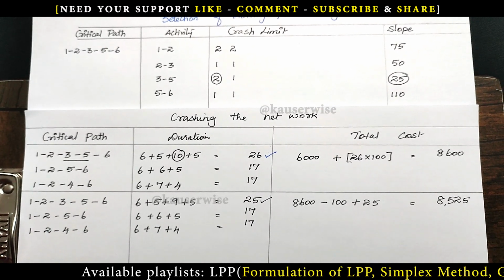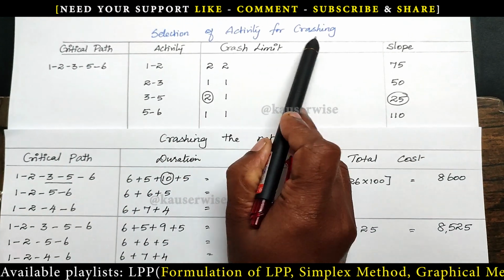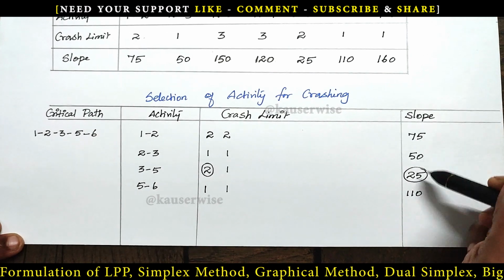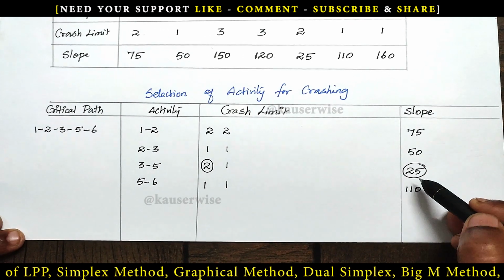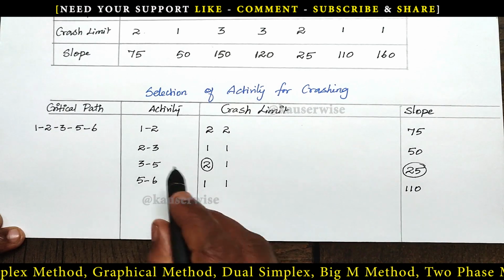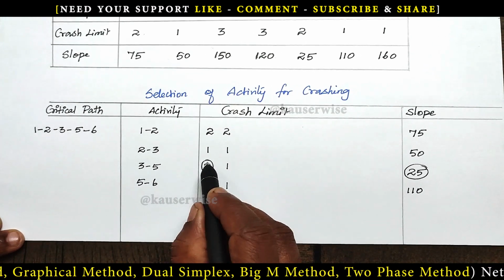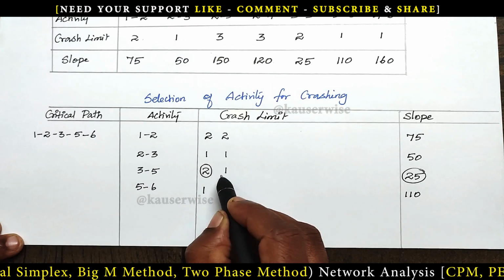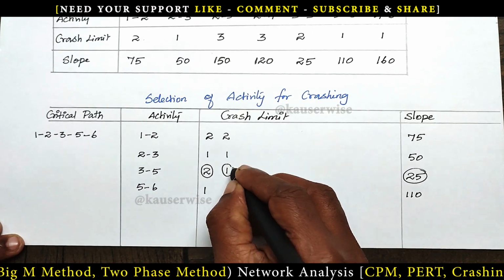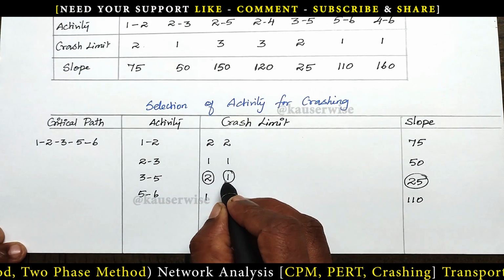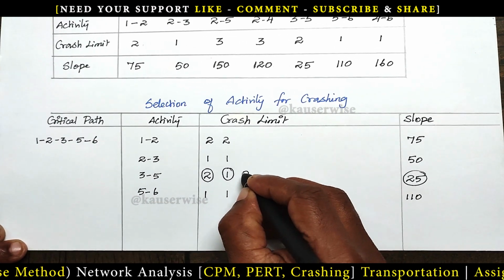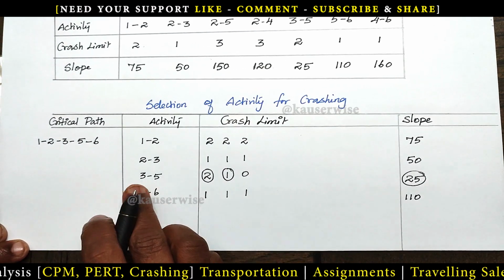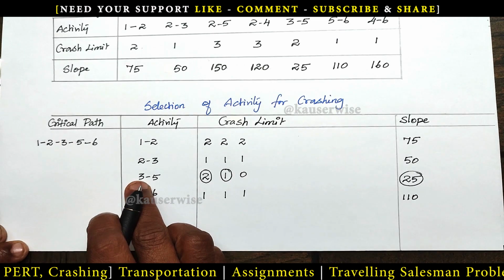Okay. Again, you have to go for the selection of activity for crashing. See the selection of activity for crashing table. Again, you have to select the least cost slope. So which one is least value? 25. That is this particular activity, 3 to 5. So out of 2 crash limit, already we have crashed 1 day. Still we have 1 more day. Okay. So I am going to crash this particular activity by 1 day. Then it will become 0. Okay. All other crash limit is going to remain the same. Okay. So I am going to crash the same activity 3 to 5.